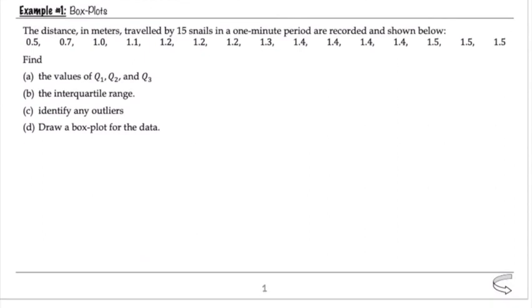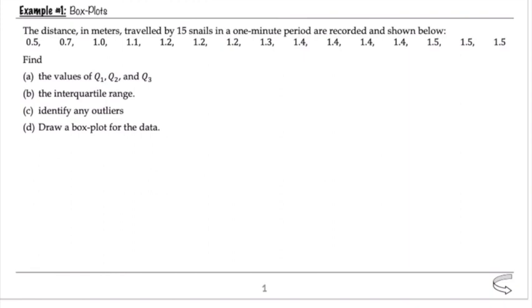Let's start with box plots. The distance in meters traveled by 15 snails in a 1-minute period are recorded and shown below. We want to find the values of the quartiles. We want to find the interquartile range. We want to identify any outliers. And then we want to draw a box plot for the given data.